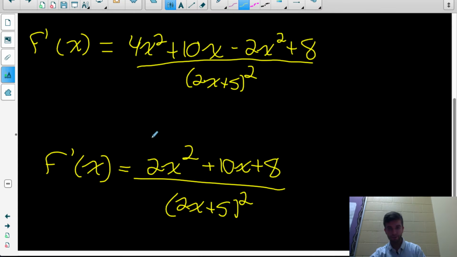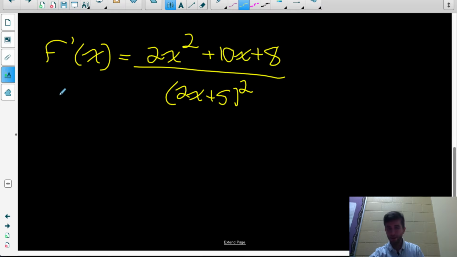Now you could check if the numerator factors. We could put it into factored form if we want, but that's not going to help it reduce with anything in the denominator, so I can leave it in standard form. Or you can try and factor it. It's totally up to you.